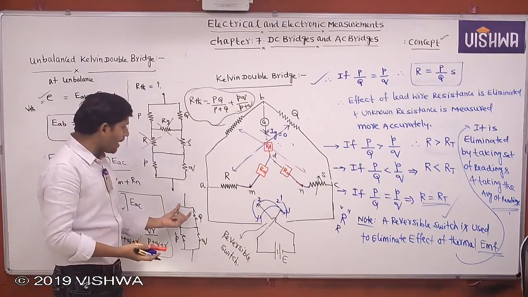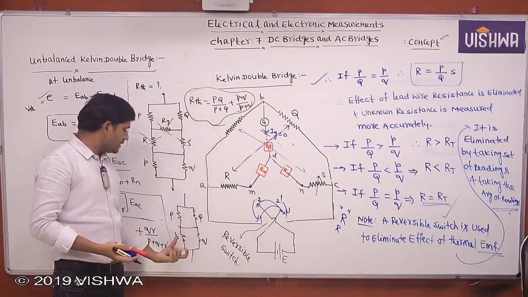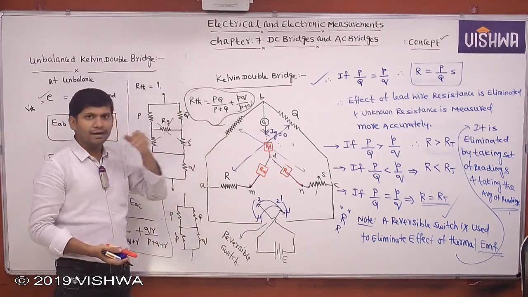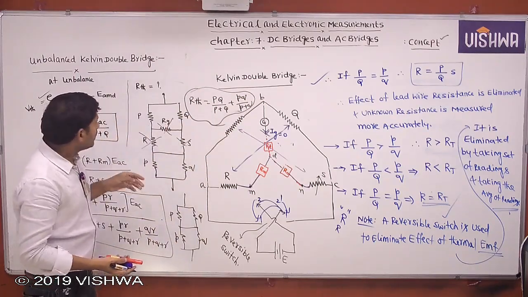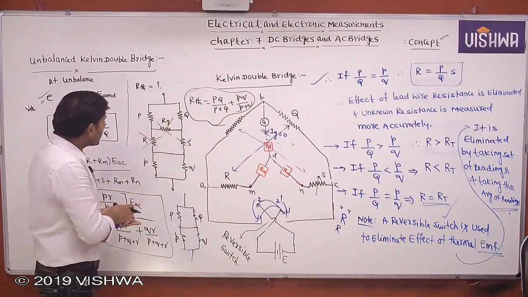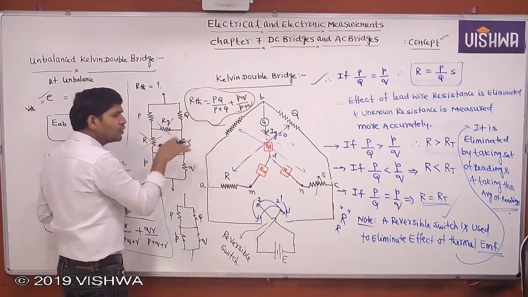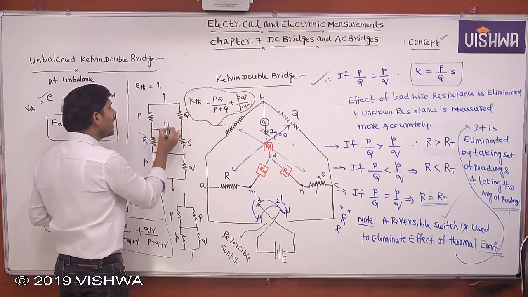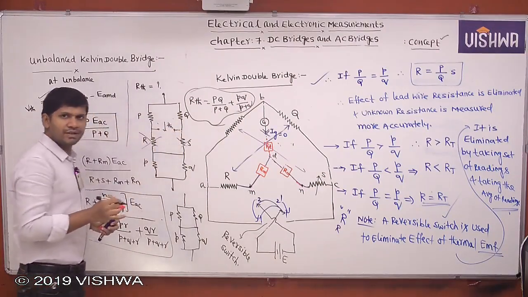Yes, these two are parallel, meaning PQ by P plus Q. This is small p small q by small p plus small q. Then these two are in series. That resultant RTH I am giving. Clear? Now, actually we are calculating the current through the galvanometer. Here we are measuring the RTH across this.